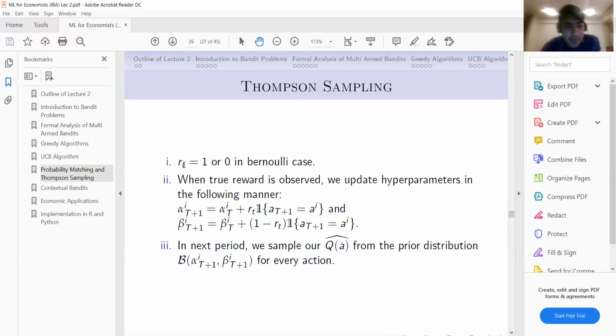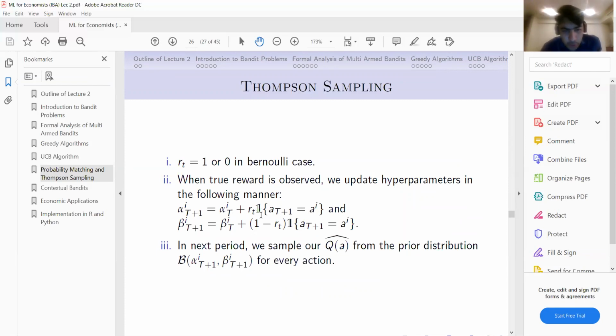So for example, in the Bernoulli case, the reward could either be 1 or 0, right? It's just 1 or 0. So when you observe a true reward, this is how you update these parameters. Initially, you had this hyperparameter at time T, and at time T+1, you take any action A_i. I should just call it A, but A_i means it's a particular action. So you have to take a certain action A_i at time T based on your previous Thompson sampling decision. And when you take that decision, you observe whether you get a reward or not, right?